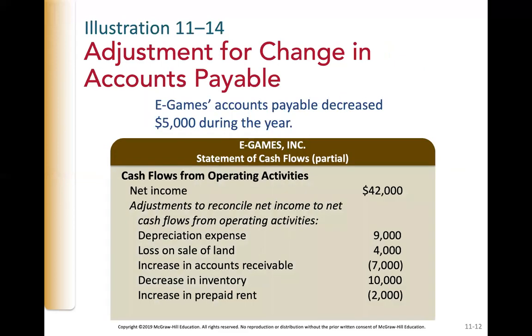Now, moving on to current liabilities. eGames accounts payable decreased $5,000 during the year. Current liability, decrease, subtract. Remember, the company paid $5,000 cash to reduce a liability for which there is no corresponding expense. The cash outflow to reduce accounts payable caused cash to decrease by $5,000, but net income was not affected. So we need to subtract it.